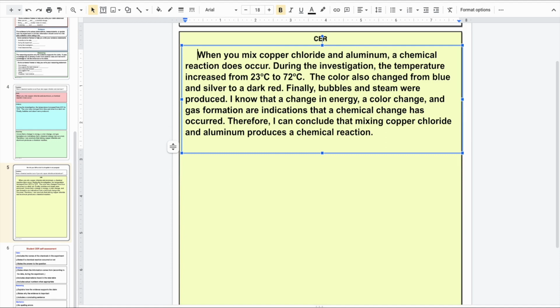And now I'm going to go ahead and read through it. It's always important to read through the paragraph after you've put everything together to see if it flows or if you need to add extra words. So the paragraph says, when you mix copper chloride and aluminum, a chemical reaction does occur. During the investigation, the temperature increased from 23 degrees Celsius to 72 degrees Celsius. The color also changed from blue and silver to a dark red. Finally, bubbles and steam were produced. I know that a change in energy, a color change, and gas formation are indications that a chemical change has occurred. Therefore, I can conclude that mixing copper chloride and aluminum produces a chemical reaction.